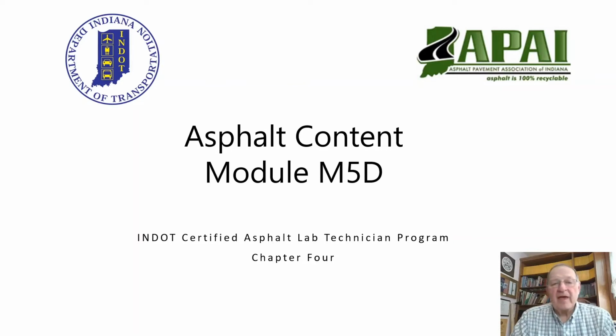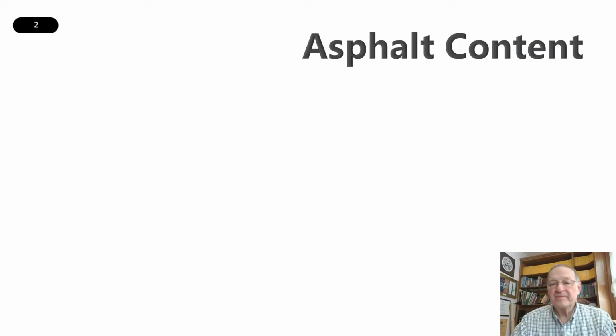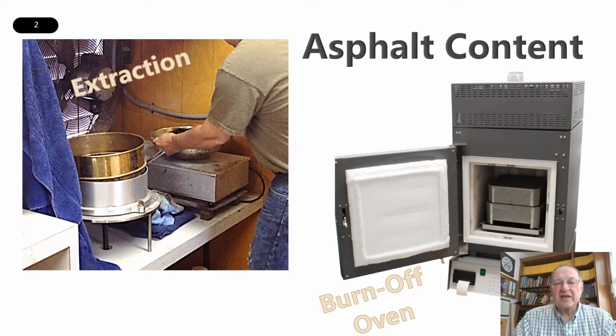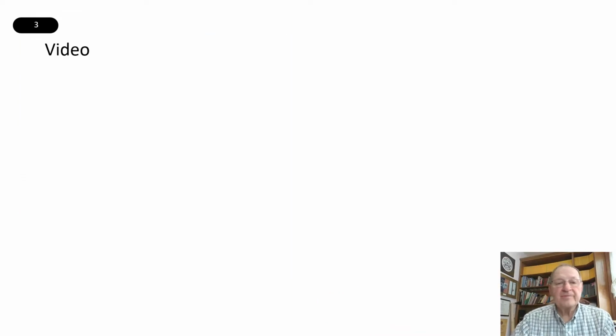This is module M5D of the Indiana DOT Certified Asphalt Lab Technician program, and it deals with the measurement of asphalt content. So asphalt content can be done two different ways. One is by extraction. The second is by use of a burn-off oven. This video will show you how to determine asphalt content.